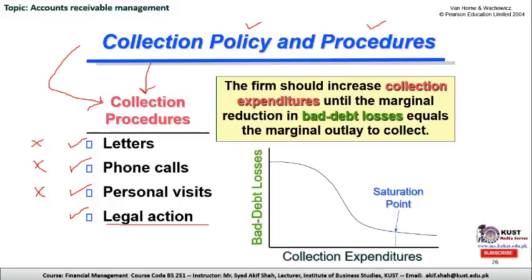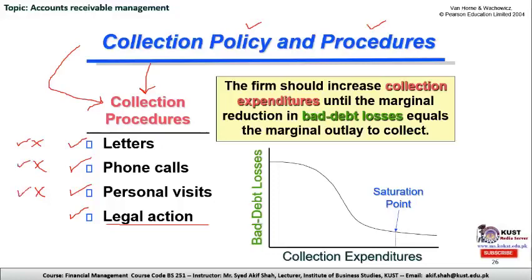Besides that, procedures like the personal visit require the company to hire personnel, and those employees will definitely be given salaries. So that salary actually increases our collection expenditures, as these are not free. You have to post the letter with the help of a courier, so you have to pay a certain amount of money as courier charges. We have to bear the phone call charges.